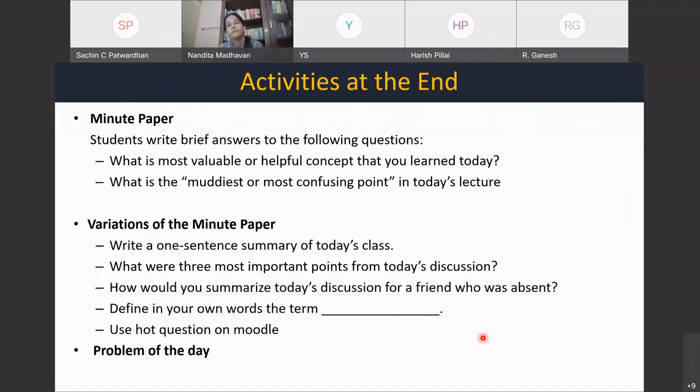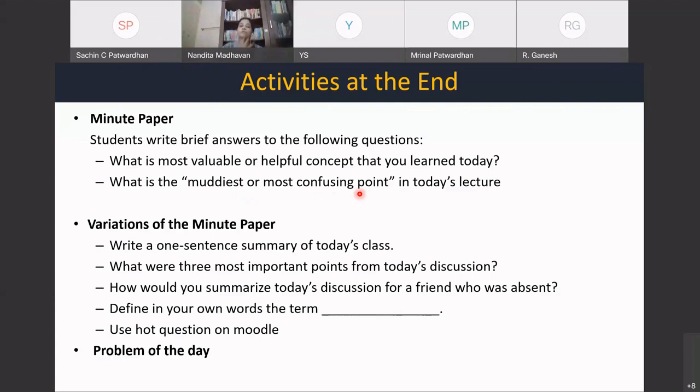And these are some activities which I've used at the end. If you remember the first bookend slide that I have, the two placeholders at the beginning and the end. At the end, I've used something called a minute paper where students are asked to write brief answers to the questions: What is most valuable that you have learned? And what is the muddiest or most confusing point in today's lecture? In the offline classes, they were asked to give me sheets of paper which I would go through later. And I will tell you what I did with these chits in the next slide.